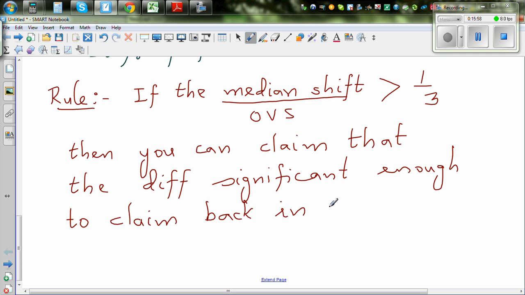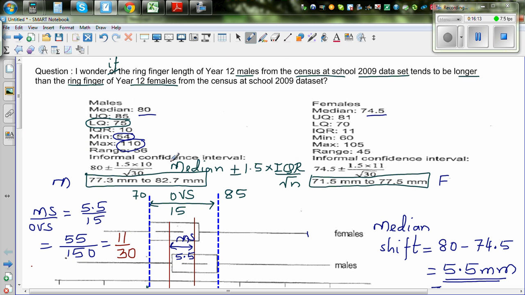Now, one thing that you should always remember when you're doing sampling: we take a sample, and based on the sample, we have to go back and talk about the population. What does this mean in the context of this question? You have taken a sample of 30 females and 30 males, and then you're going to talk about the whole population of year 12 students. So there are two populations: all year 12 students who are female and all year 12 students who are male. You have just taken a sample of 30 and then you're going to make the claim.